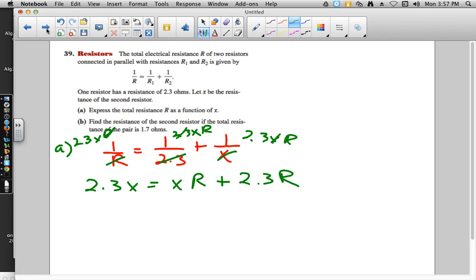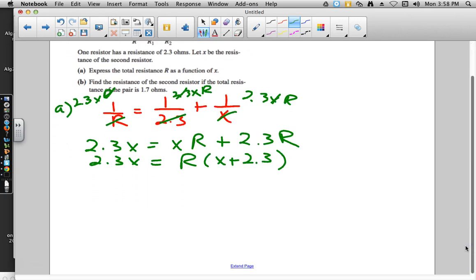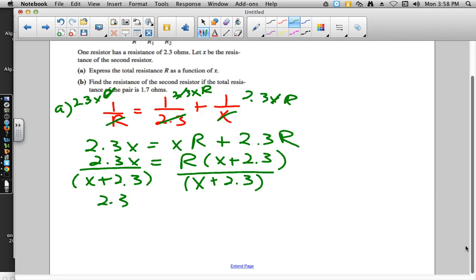And now what we were supposed to do is get R by itself. So I'm going to factor an R out of the right-hand side to separate that and then divide. So that's why this fits in with this section where we were working with rational functions. 2.3x over x plus 2.3 equals capital R.